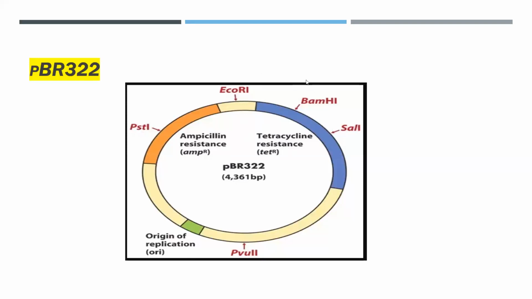These are also called markers. The plasmid has unique recognition sites for the action of restriction nucleases. Okay. Next.